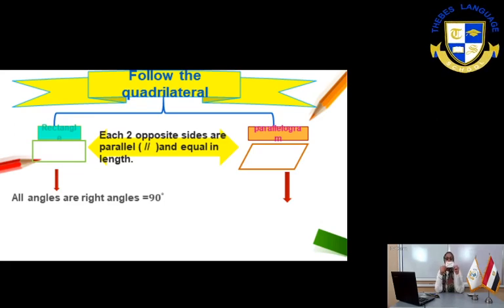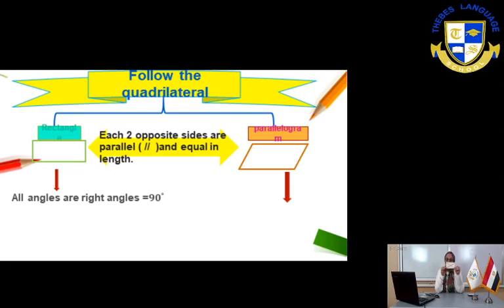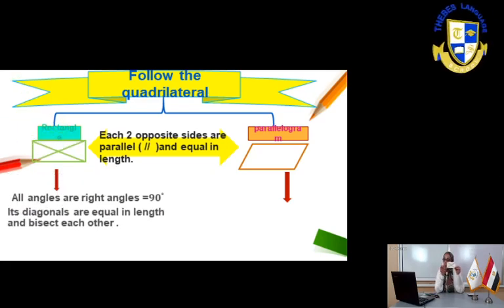Okay, if we want to talk about its diagonal, the diagonals of a rectangle are equal in length and bisect each other. Equal in length and bisect each other only, not perpendicular.